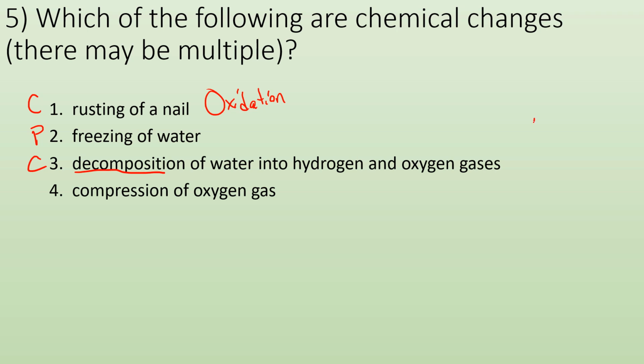We're changing the bonding, right? If we have H2O and we got 2 hydrogens and an oxygen, in order to break those apart, you got to break those chemical bonds. So it's a chemical thing. Compression of oxygen gas. Well, that's a physical thing. You're just physically compressing it. You're not changing any of the bonding.